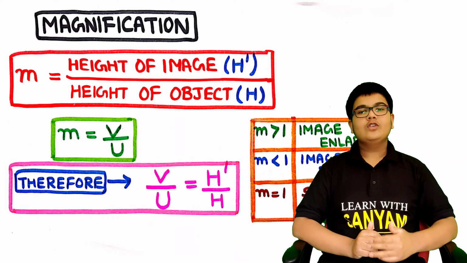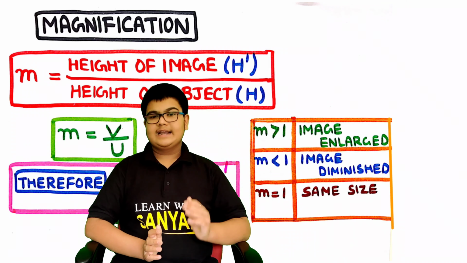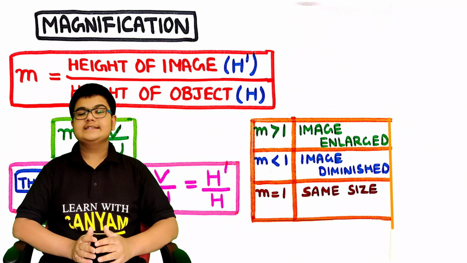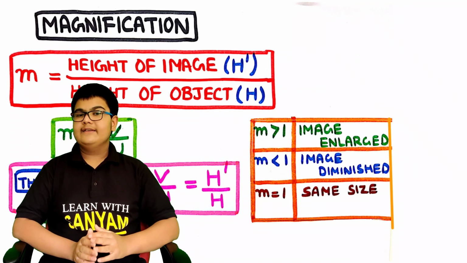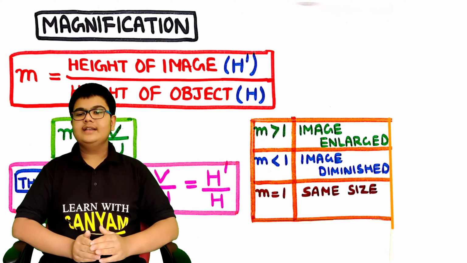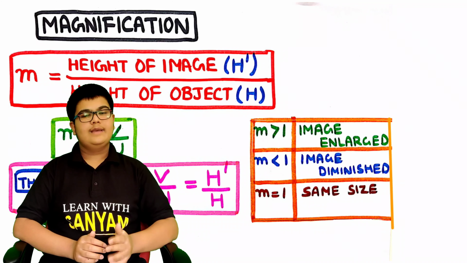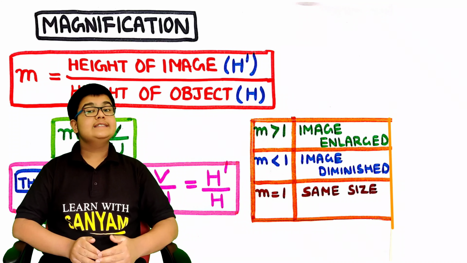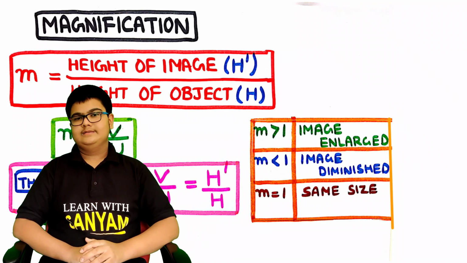Now again there are few conditions for magnification as we studied in the mirror. If magnification is greater than 1, then image is bigger in size than the object, or image is enlarged. If magnification is lesser than 1, image is smaller in size than the object, or image is diminished. Finally, if magnification is equal to 1, then image is of the same size as object.